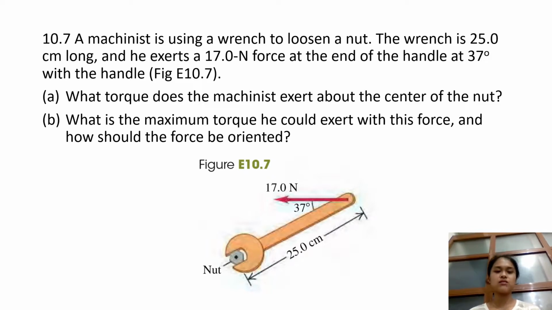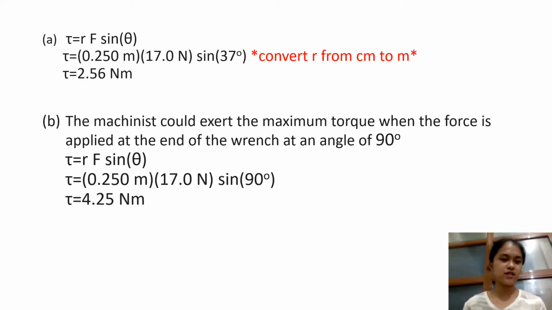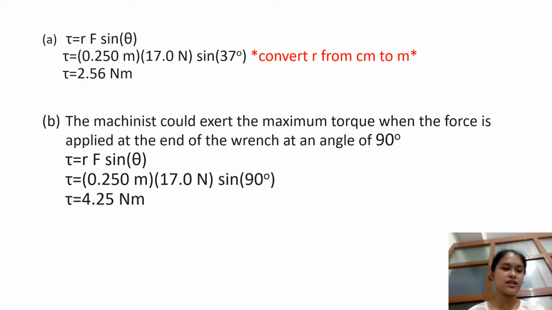And what is the maximum torque he could exert with the force? And how should the force be oriented? In solving the torque, we use the equation torque equals radius times force times sine theta. First you have to convert the radius from centimeters to meters. Then you substitute the values into the equation, and you get a torque of 2.56 Newton meters.